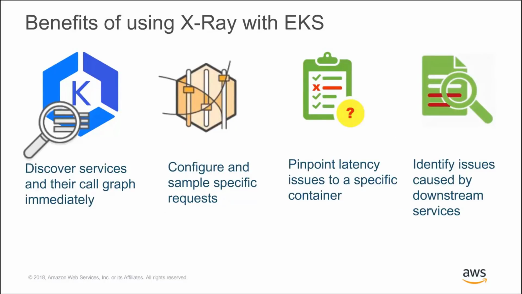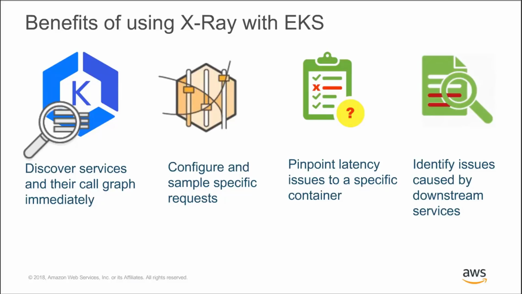Now, what are the benefits of using X-Ray with EKS? Well, you can quickly discover microservices in your call graph. X-Ray provides you a service map to visualize the end-to-end systems. And you will see a live demo of that today. To ensure efficient tracing and to provide a representative sample of requests, you can use the sampling feature in X-Ray. It will also help you control your costs.